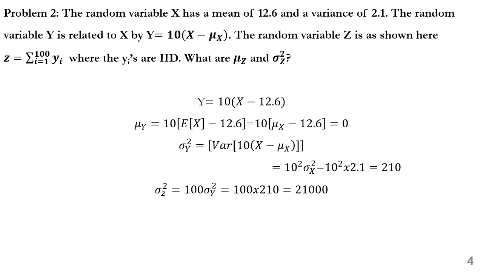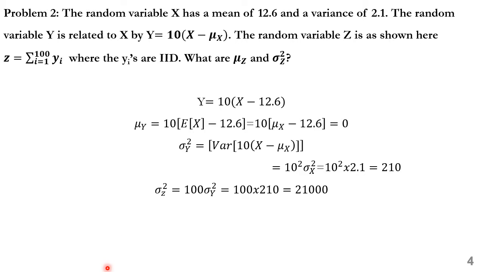Let us consider the second problem. The random variable x has a mean of 12.6 and a variance of 2.1. The random variable y is related to x by y is equal to 10 into x minus mu x. The random variable z is as shown here. Z is equal to summation i equal to 1 to 100 yi, where yi's are IID. What are mu z and sigma z square?